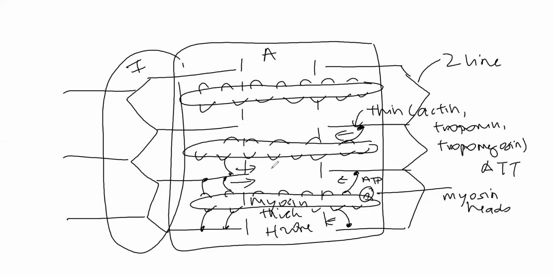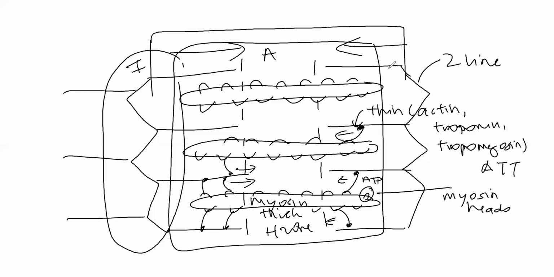So eventually what you end up having is the entire set of Z lines moving toward the center of this sarcomere. We know a sarcomere is the distance from Z line to Z line. So as these heads attach, release with ATP, reattach, pull and slide, we end up causing our sarcomere to shorten. And so the sarcomere is the only thing about this myofibril setup that actually shortens during muscle contraction. Neither the thin filaments nor thick filaments actually shorten.